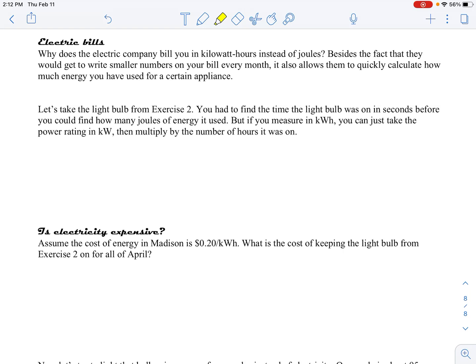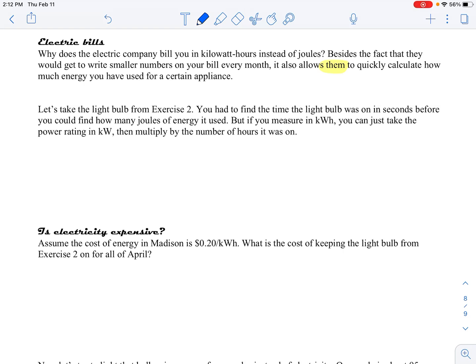Why does the electric company bill you in kilowatt hours instead of joules? Besides the fact that they would get to write smaller numbers on your bill every month, it also allows them to quickly calculate how much energy you've used for a certain appliance. It allows you to calculate your energy consumption as well.